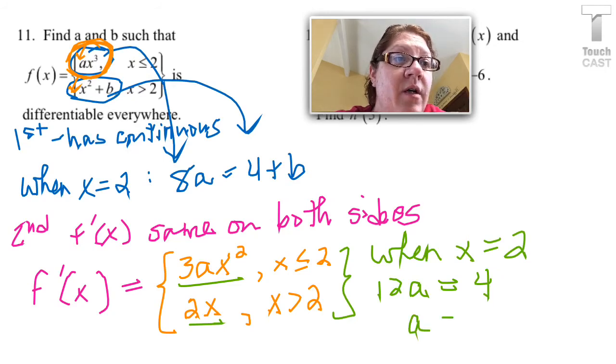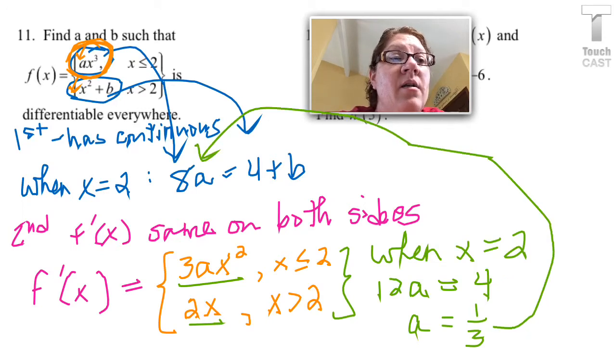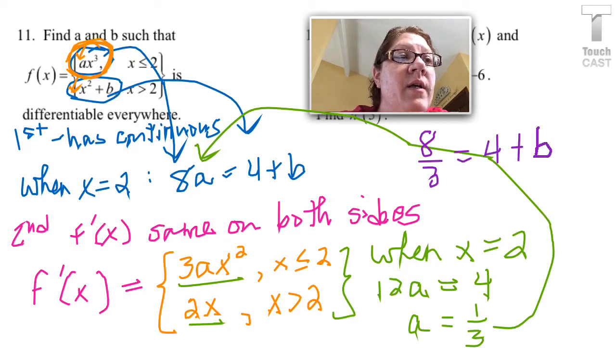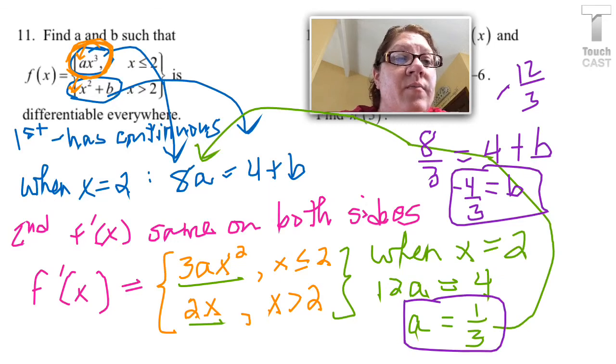If I divide by 12, I'll get a equals 1/3. And then, once I have a, I learned this in Algebra 1, I can plug it back in, and so I'll get 8/3 equals 4 plus b, and if I subtract 4, aka 12/3, I'll get b equals -4/3. And now I have my two answers, which will make it continuous and differentiable.